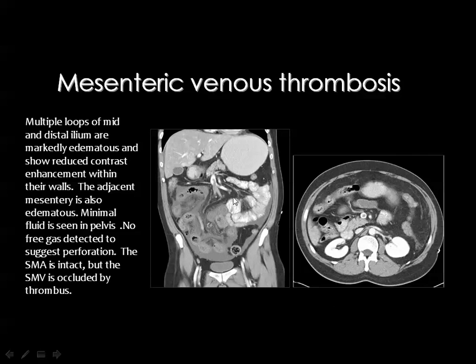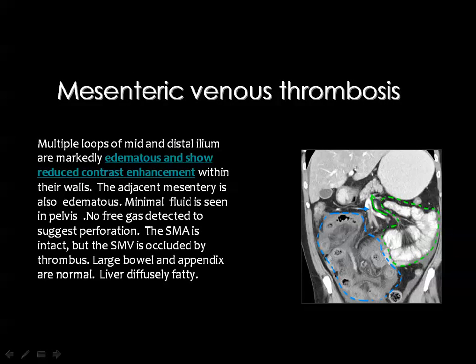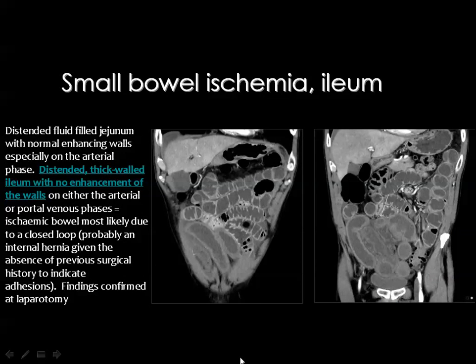In the coronal reconstructed image, you can also see the thrombus as a filling defect within the vein itself. And these are the small bowel which are ischemic, and you can appreciate the non-enhancing wall and the relative dilatation. This is the difference between the viable intestine and the ischemic intestine, and you can also appreciate the thrombus within the superior mesenteric vein.